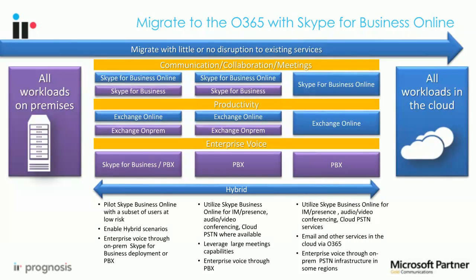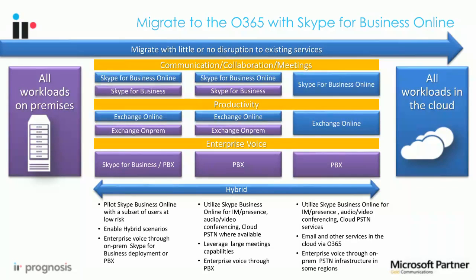And then on the third step, you'll see that you can utilize Skype for Business Online for IM presence, audio, video conferencing, Cloud PSTN services. Your email is also within Office 365, and your enterprise voice can be completely through PSTN calling services within Office 365, depending upon the user location again, or through an on-premises PSTN connectivity.